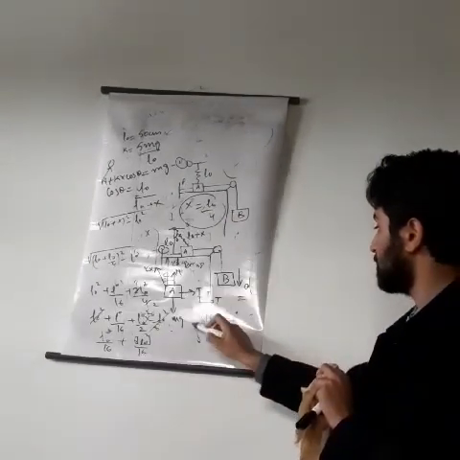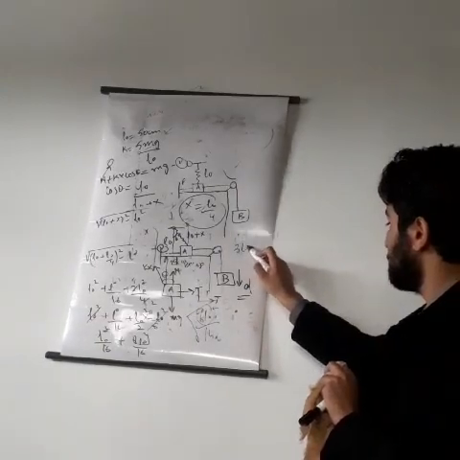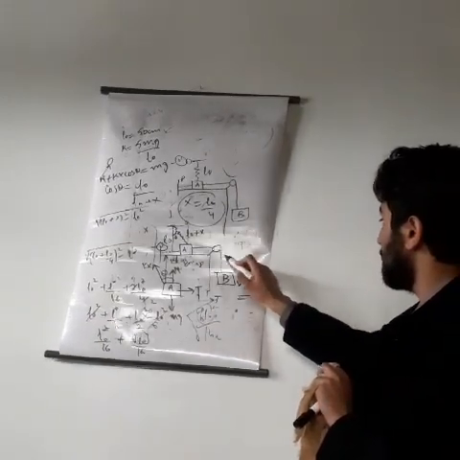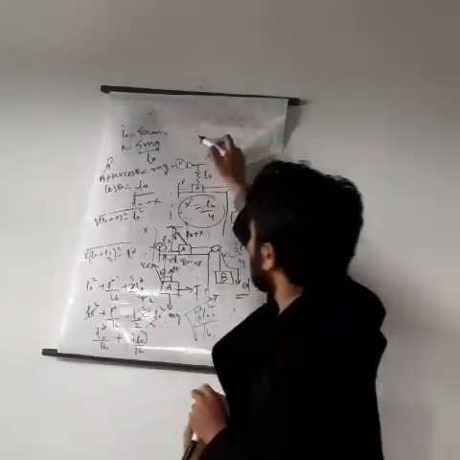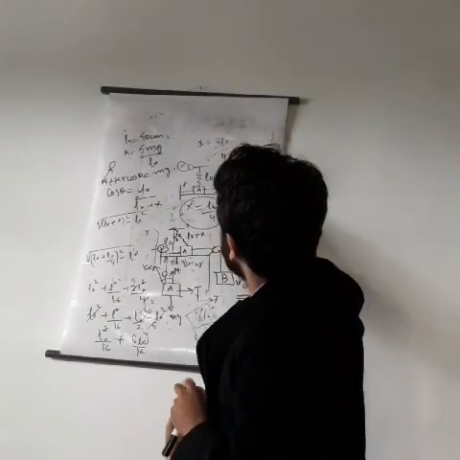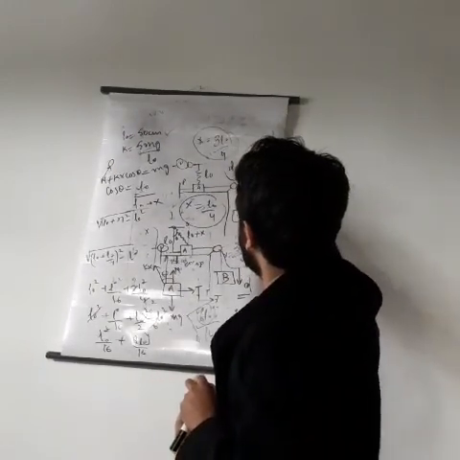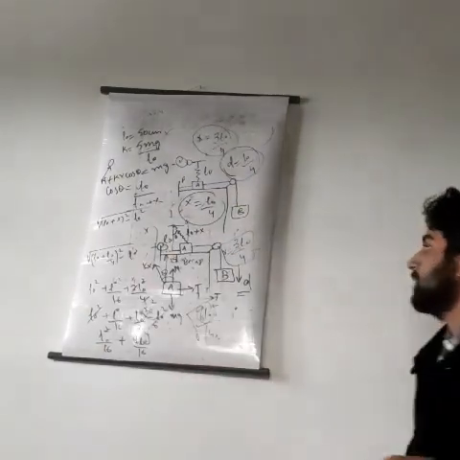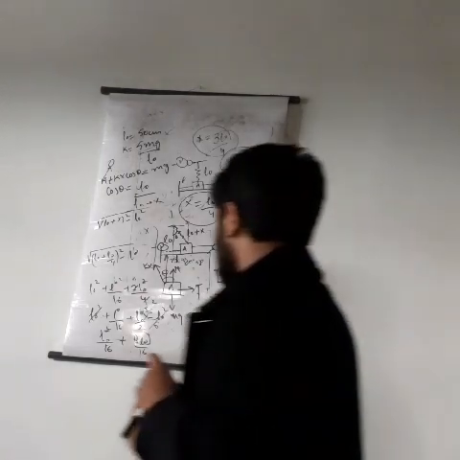Whenever you see the square root of this term, 9 L naught square will be 3 L naught and 16 will be 4. So d is equal to 3 L naught by 4. So d is 3 L naught by 4, and x is L naught by 4. Now we have to find the velocity. We will use the basic energy conservation.